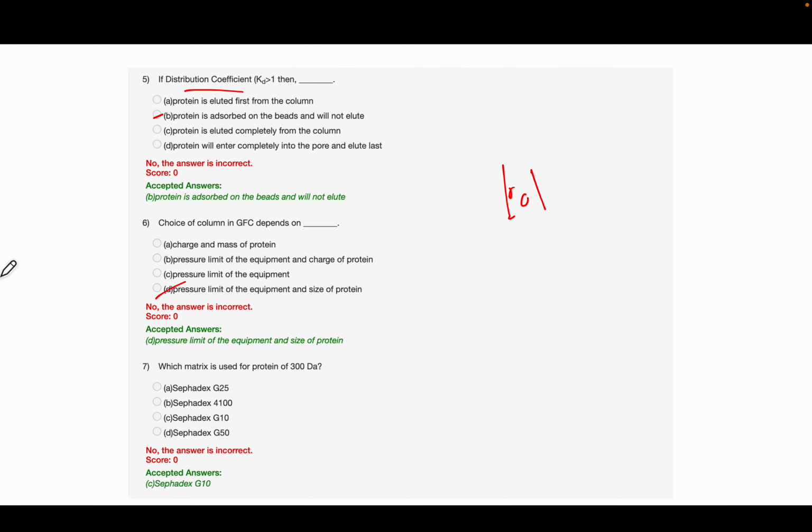Which matrix is used for protein of 300 Dalton? So only 300 Dalton. That means the bed volume will be able to resolve this small size. So this will be G10, which covers a range from very low Dalton, like 10 Dalton, up to a certain Dalton. There was a list in the previous class tutorials where you can find that G10 can be used for very small size proteins.